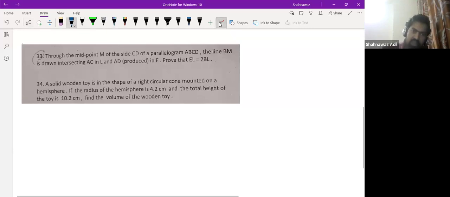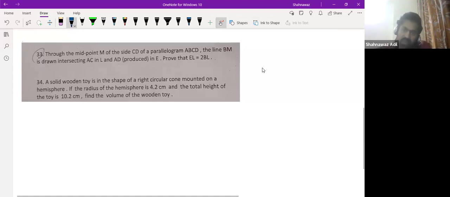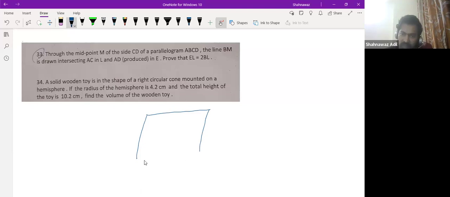What is the question? Through the midpoint M of the side CD of a parallelogram ABCD, we have a parallelogram and we have the side CD, and through the midpoint M of the side, the line BM is drawn intersecting AC, so this is AC, right? Intersecting AC in L and AD in E.